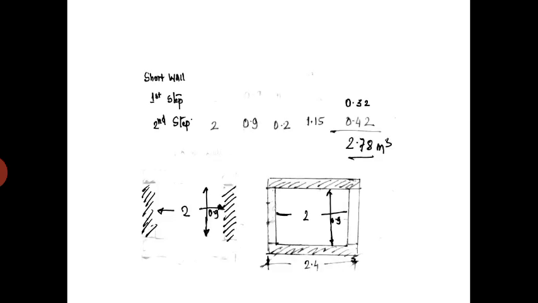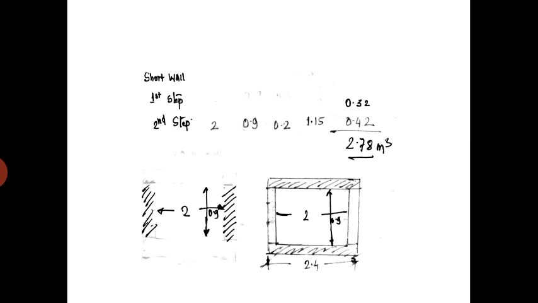Then when it goes to the short wall, the first step, two numbers of walls are there. The length will be 0.9. Of course in this it is not visible, but it is 0.9. In the breadth you can see that it is 0.3 and the height is 0.6. If you multiply 0.9, 0.3 and 0.6, you'll get 0.32.